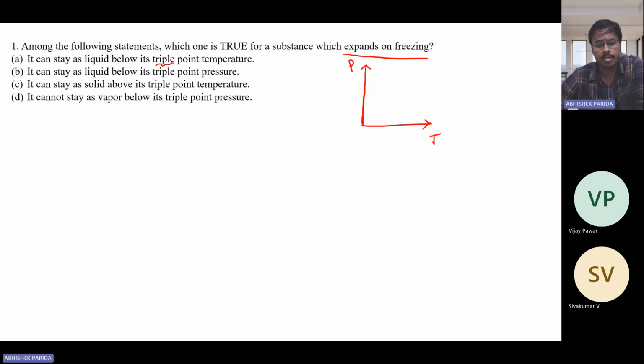Can you draw the P versus T diagram? If you can do that, then this question becomes very simple. Yes, sir. Yeah, just draw it. Then you try to see all the options, which is true. That one you tell me. Okay. Option A is correct. Option A.